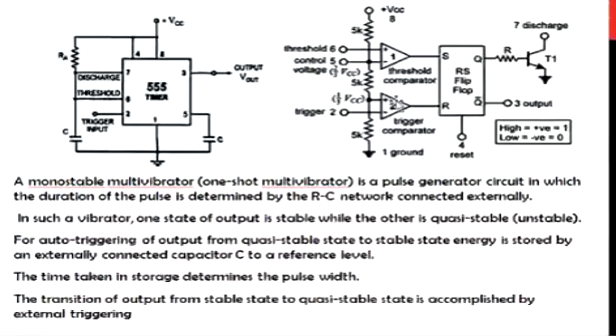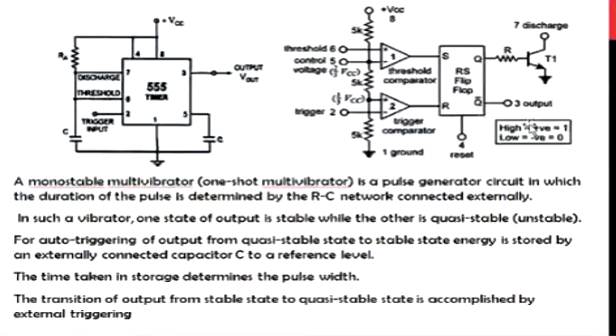The comparator 2 is going to high state. That means reset condition. That time Q is equal to 0 and Q bar is equal to 1. So the output goes from a stable low state to high state. Now since Q is equal to 0, the discharge transistor is off.